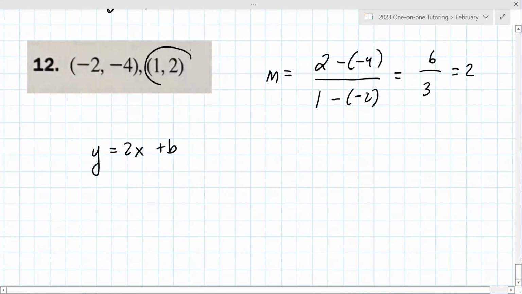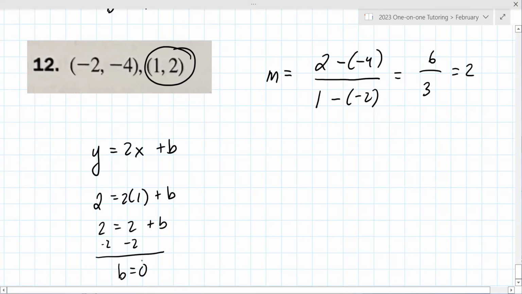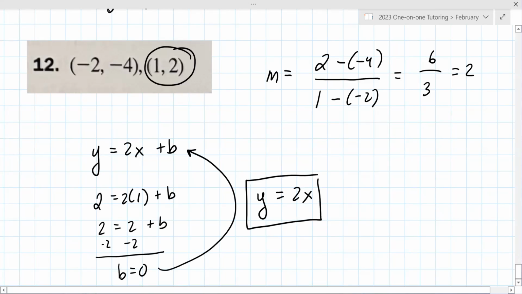This time I'm going to use this ordered pair because I don't like negatives. So 2 equals 2 times 1 plus b. 2 equals 2 plus b. Subtract 2 from both sides and b equals 0. That goes back into this line here. And you're just left with y equals 2x like that.